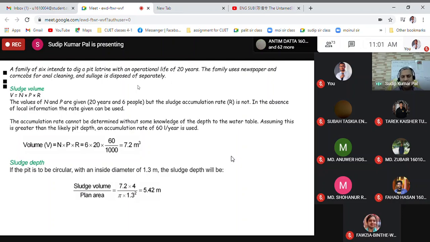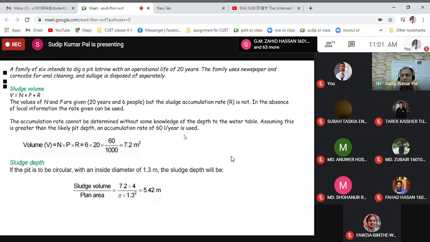In this case, as you can see, the operational life is 20 years, which is quite huge. In 20 years, obviously a huge amount of sludge will be generated, no doubt about that. As we do not know the water table, the accumulation rate cannot be determined without some knowledge of the depth of water, whether the sludge will be retained in water, whether the sludge will be trapped. So assuming this is greater than the likely pit depth, an accumulation rate of 60 liters per year is usual.